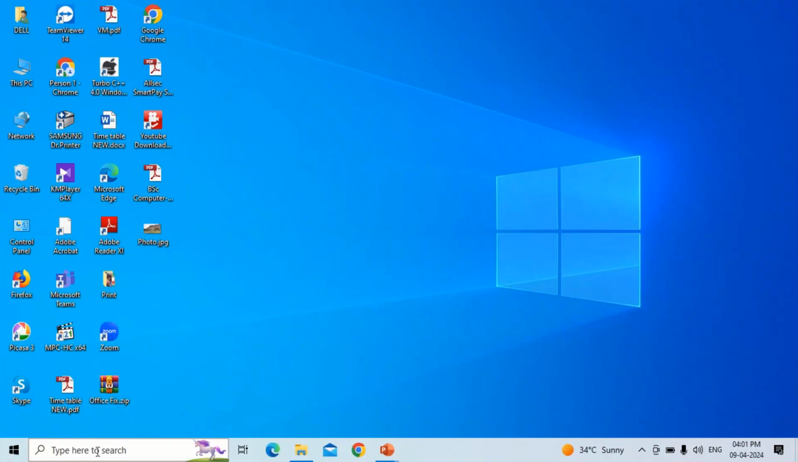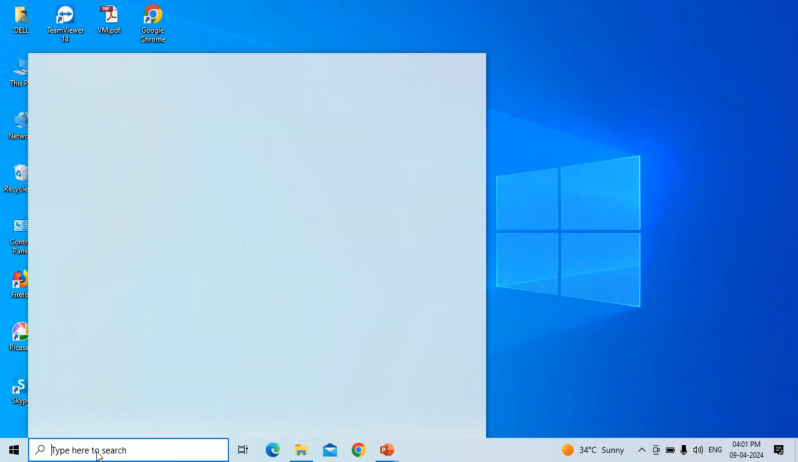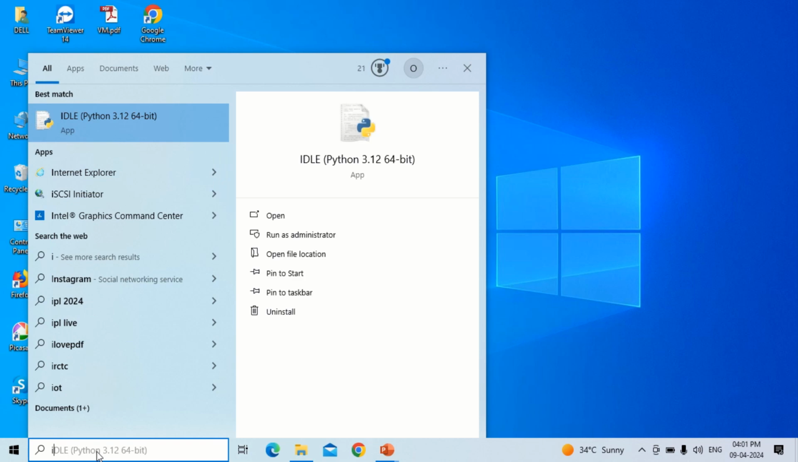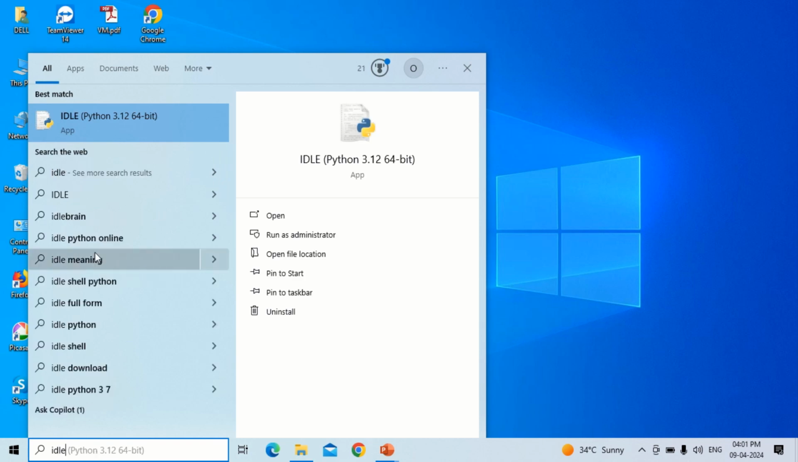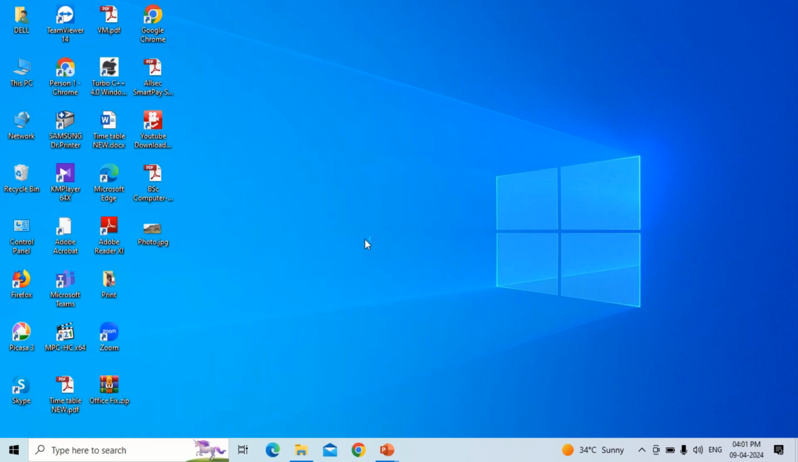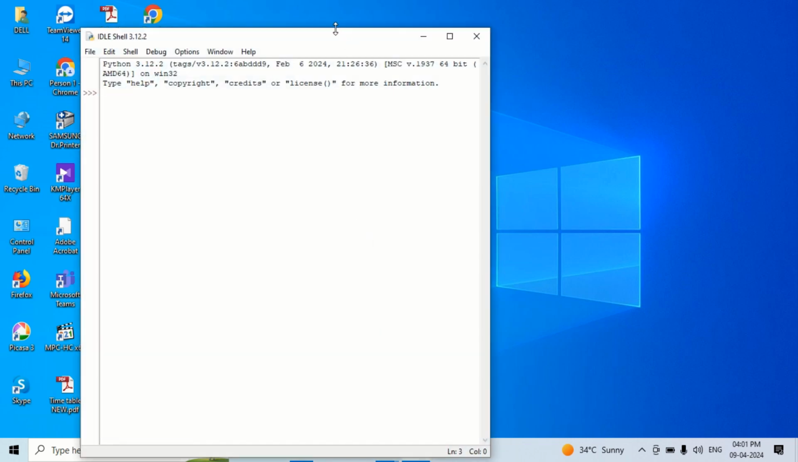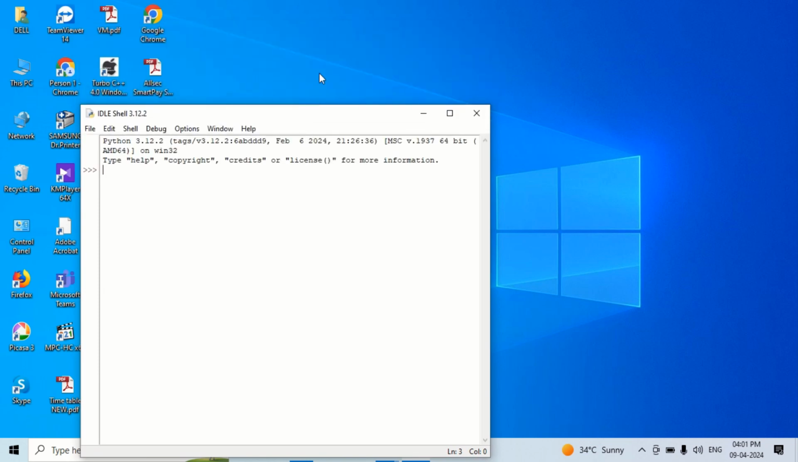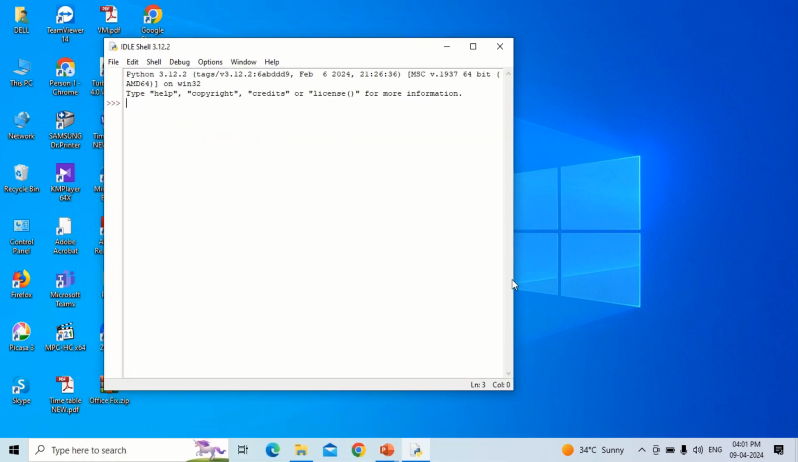First we need to open the Python interpreter. So in the search I am typing IDLE. Here you can see IDLE Python 3.12. Double click on that one. That particular application will be opened, that is, the Python interpreter will be open. I am just adjusting the screen size of that Python interpreter.